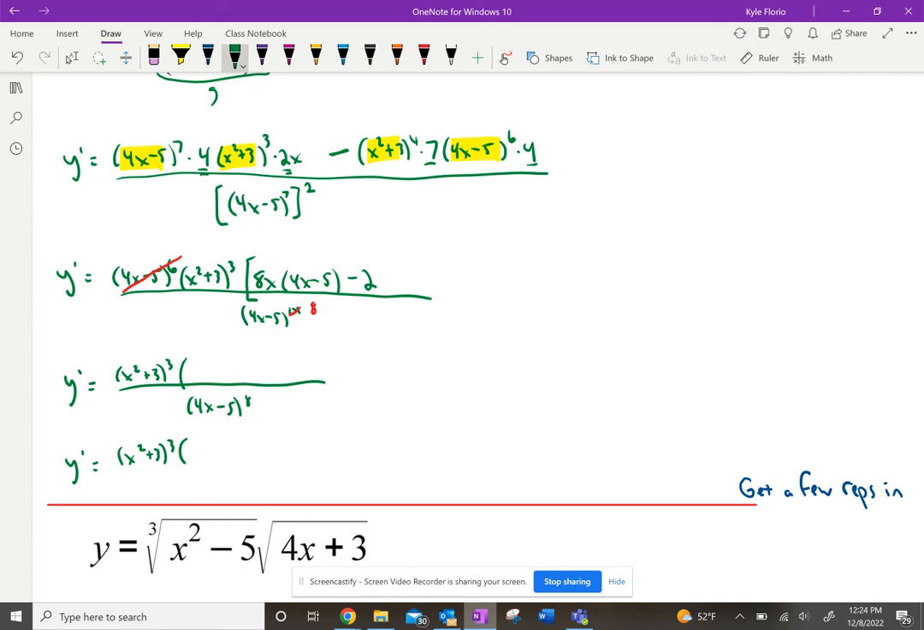So then we have minus 28 times the x squared plus 3. So this is going to become 32x squared minus 40x minus 28x squared minus 84. And then that just becomes 4x squared. 32x squared minus 28x squared is 4x squared minus 40x minus 84. Sorry about that mistake. All over 4x minus 5 to the 8th. And we're going to stop the video there.